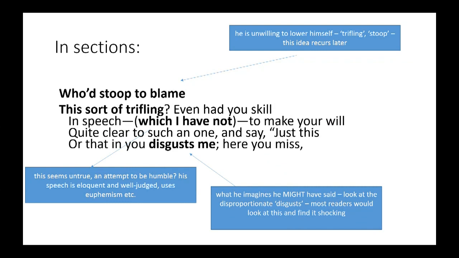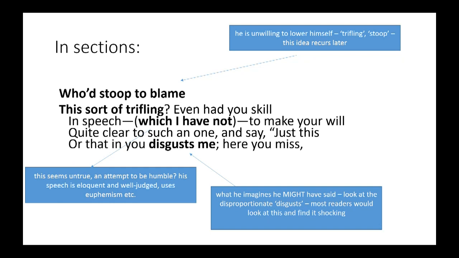This is an idea that's repeated two times later on. Who'd stoop to blame this sort of trifling? Trifling, something silly. Trifling is something that's rather flimsy. Think of a custard jelly trifle, lovely, but those sorts of things are considered to be rather kind of flimsy or tacky. And he thinks stooping to blame her for this would be lowering himself.